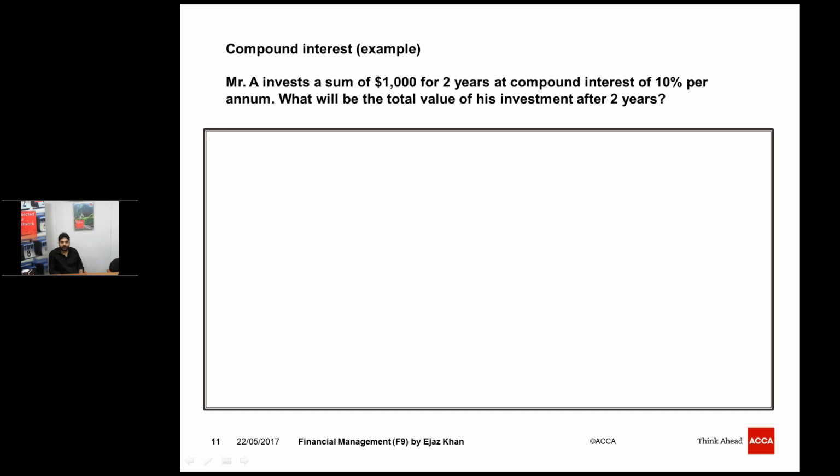Before we start any of these four techniques, we'll first discuss the basics which will lead to these techniques. We'll start from compound interest calculation, which is a very basic calculation of any investment appraisal question, especially when we are calculating net present value. So we are going to start with the first area, that is compound interest calculation, and I hope everybody is okay with that.